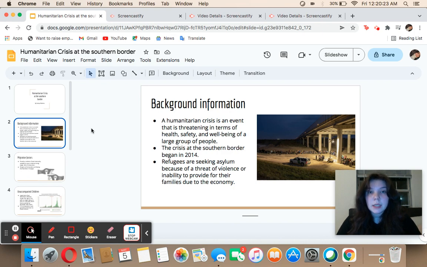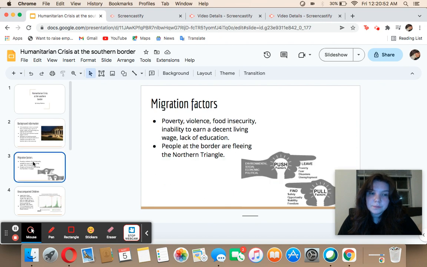The crisis began in 2014 when the US first declared the crisis at the southern border because of the large influx in numbers of unaccompanied children and families who are crossing through unguarded ports in Texas. Most of these refugees are fleeing and seeking asylum because of violence and inability to provide for their families because of the economy of their home countries.